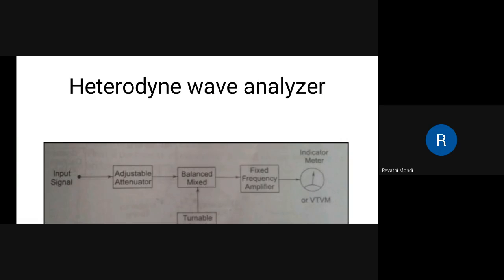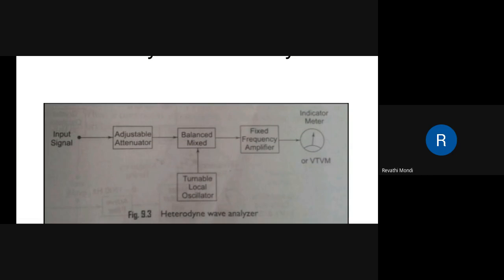So the basic application of the heterodyne wave analyzer is to select a particular range of frequencies. In the signal there are different ranges of frequencies available, but only RF ranges of frequencies are needed by the users. So to select the RF ranges of frequencies only, we have to use the heterodyne wave analyzer only. So in this we use the fixed frequency amplifiers.